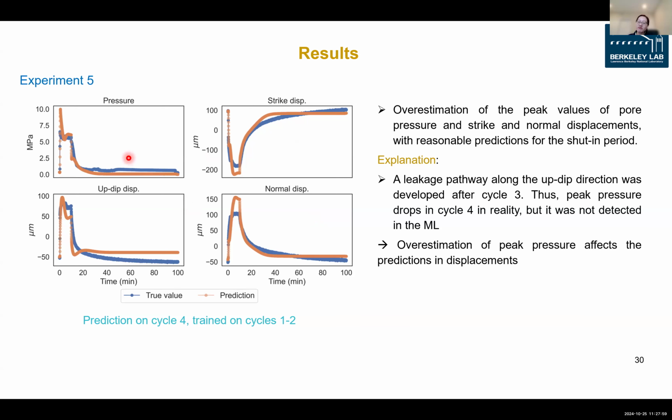By understanding the physics and talking with what was observed in the field, we understand that there was a leakage pathway along the optic direction developed after cycle 3. Therefore, the pore pressure pattern changes after cycle 3, but this has not been detected by the machine learning. So that overestimation of the peak pore pressure affects the predictions of the displacements. So there are pore pressure changes between cycles 3 and 4, but the displacement pattern changes between cycles 4 and 5. That's what we learned from the experiments.